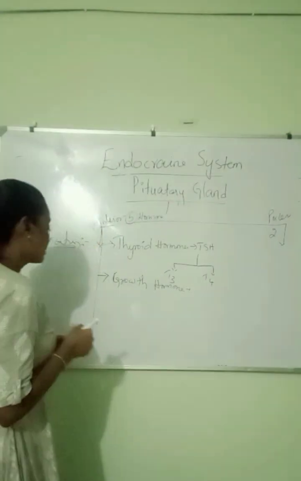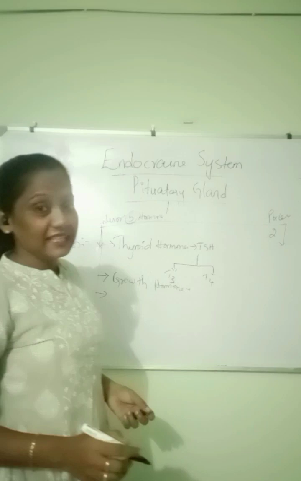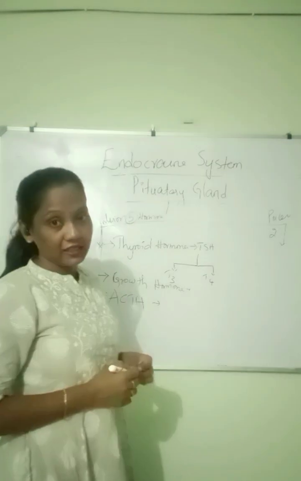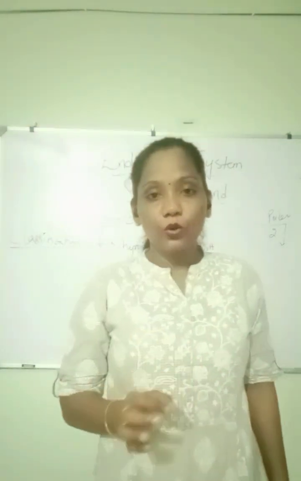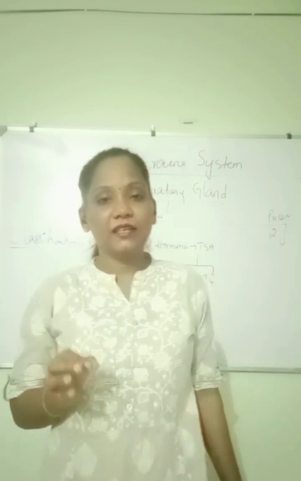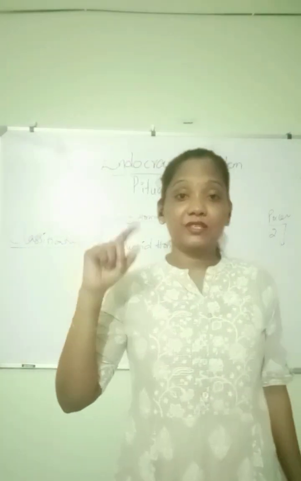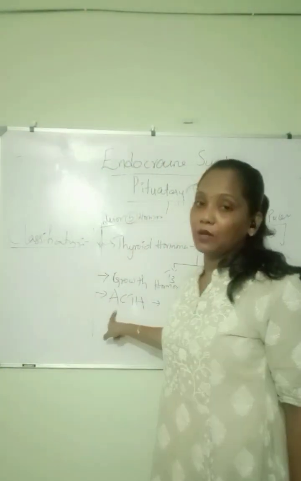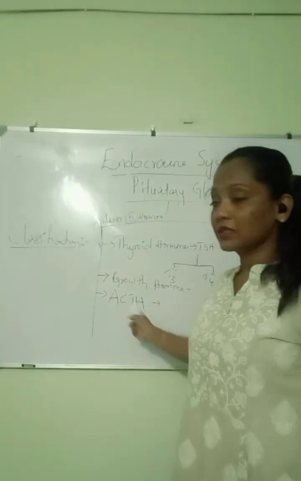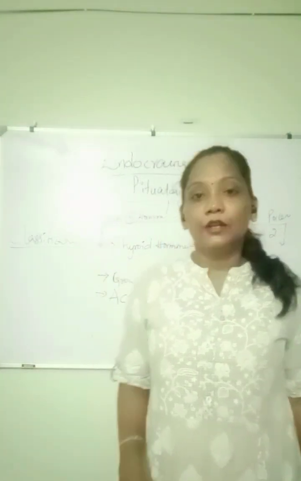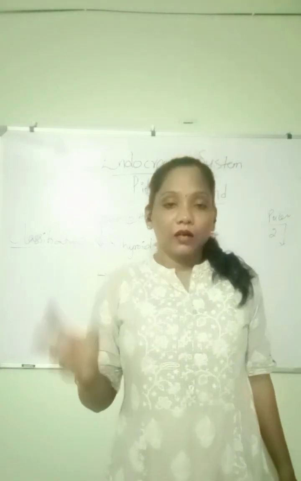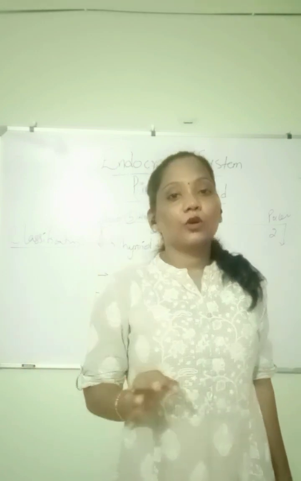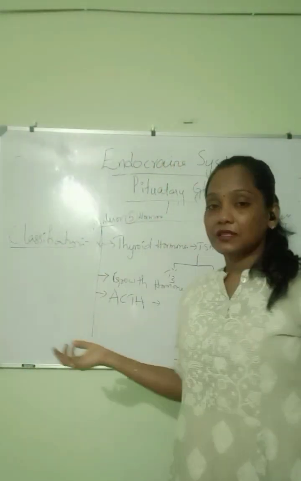And the third one is ACTH, adrenocorticotropic hormone. Among the glands I listed the adrenal gland. When the pituitary gland releases this hormone, it goes and works on the adrenal gland to maintain glucose levels and mineral levels. It helps in maintenance of glucose levels and minerals or water balance.